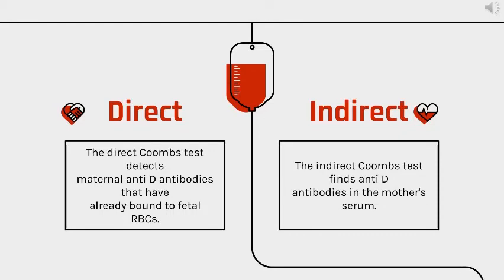There are two types of Coombs test, which are direct and indirect. The direct Coombs test detects maternal anti-D antibodies that have already bound to the fetal red blood cells, while the indirect test finds anti-D antibodies in the mother's serum.